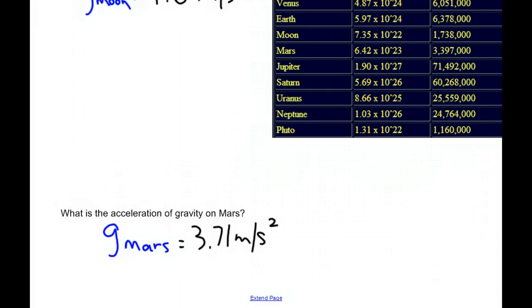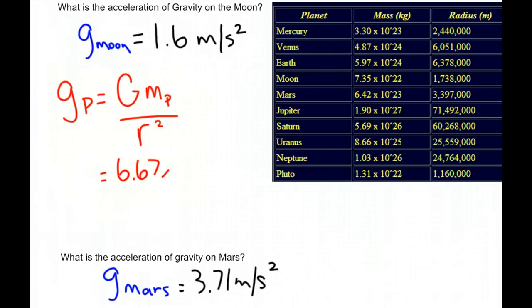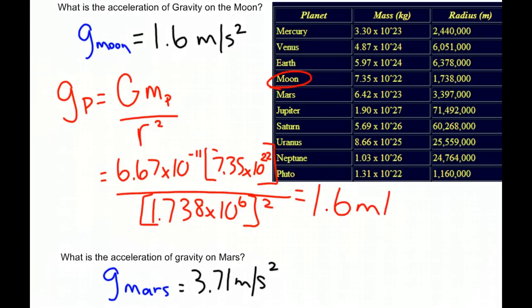Now let's take a look at how we got those. So remember, our equation for gravitational acceleration from a planet is given as our gravitational constant times the mass of the planet divided by the radius of the planet squared. So as we plug this in, 6.67 times 10 to the negative 11th times the mass of the moon, 7.35 times 10 to the 22nd, divided by the radius of the moon, 1.738 times 10 to the 6th, squared. And as you do that, you get 1.6 meters per second squared.